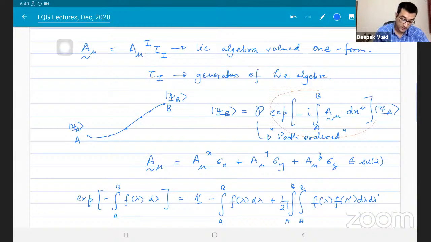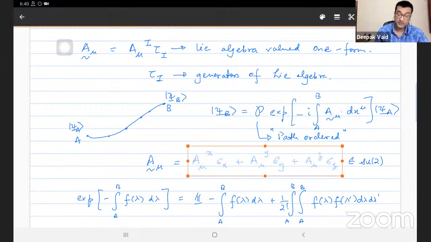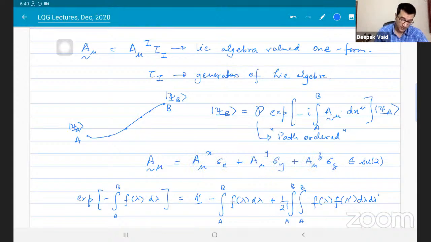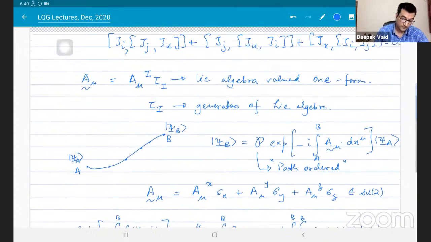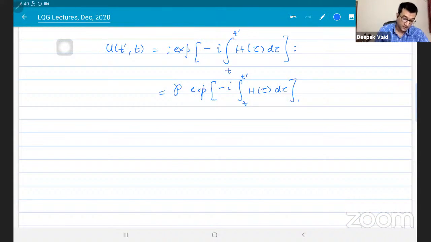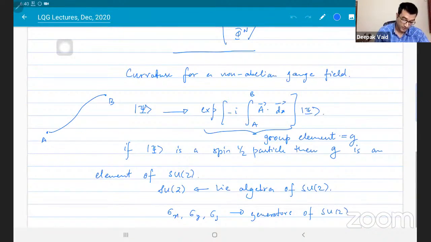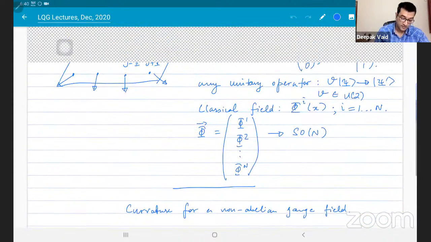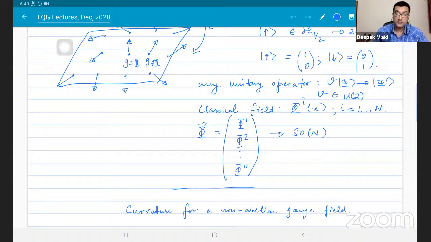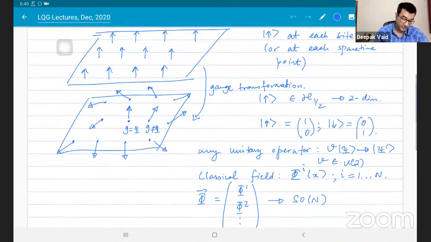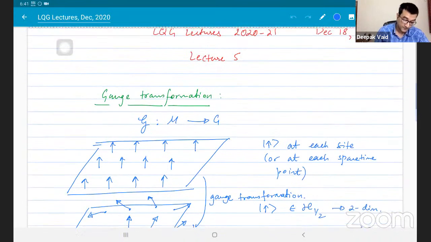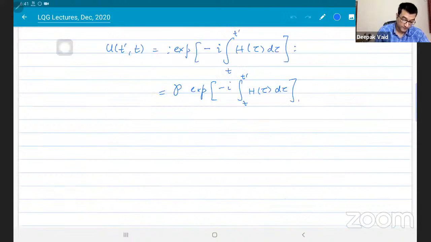So this is an element of the gauge group, as I explained, because this is a linear combination of Lie algebra generators. And so when I integrate this, I get an element of the gauge group. And that is how I relate these spinors or whatever my matter fields are, whether they are n component scalar fields or spinors or anything else. Okay.